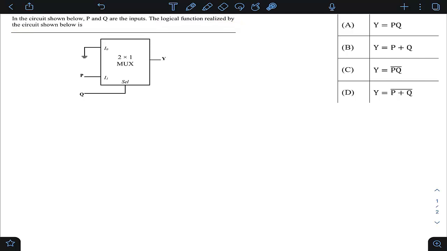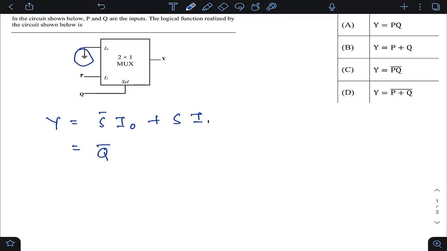So it's a very simple standard 2x1 multiplexer, right? In a 2x1 multiplexer, the output expression Y is defined as S bar I naught plus S I1, where S is the select line. So here this S is connected to Q. So I am replacing S by Q, so that it is Q bar, and I naught is connected to ground, right?